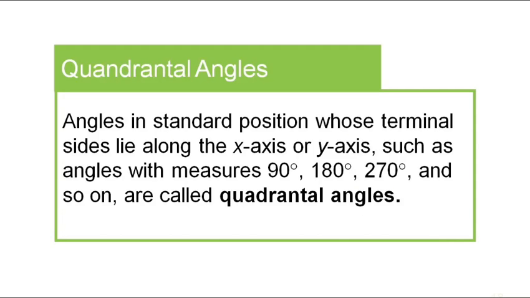And here's a definition for quadrantal angles. An angle is in standard position whose terminal side lies along the x-axis or the y-axis, such as angles with measures 90 degrees, 180 degrees, 270 degrees. See, each of these are multiples of 90, so their terminal side is going to be on an axis, and we call them quadrantal angles, and we'll talk more about them later.